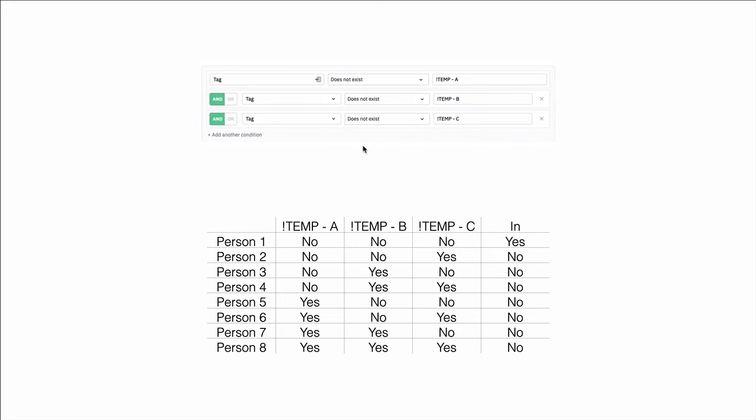And then here's the one with negative logic. So we have to make sure a person meets all these requirements. They don't have either A, B, or C. And again, there's only one person that does that, and that's person 1 in this case.